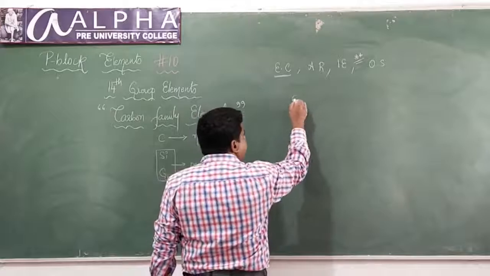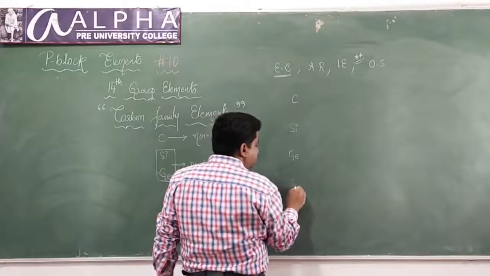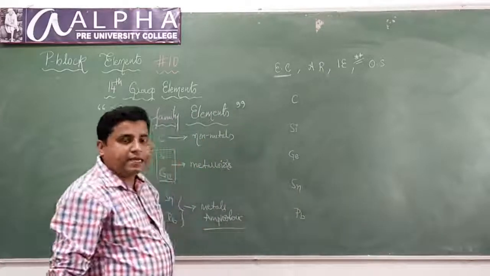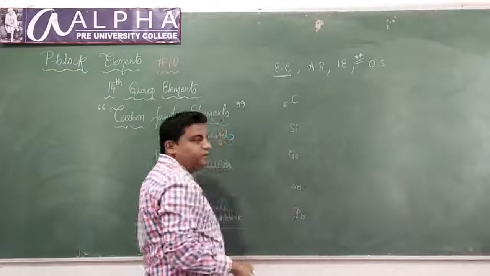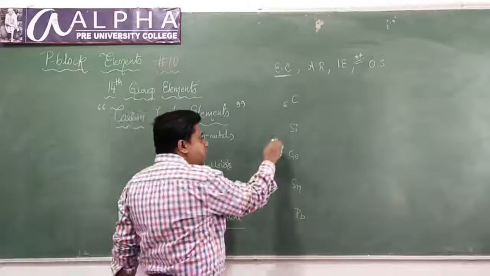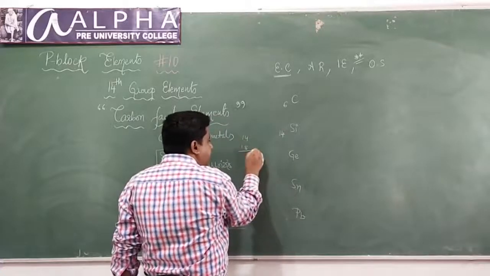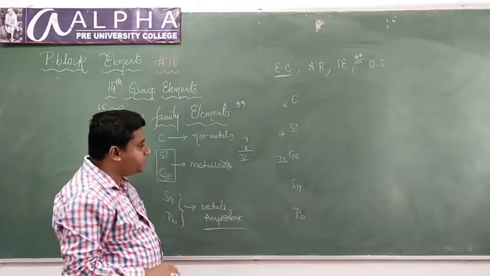Now let me talk about the electronic configuration of the carbon family. We have carbon, silicon, germanium, tin and lead. Carbon has atomic number 6, 6 plus 8 is 14, 14 plus 18 is 32. So the atomic number of germanium is 32.